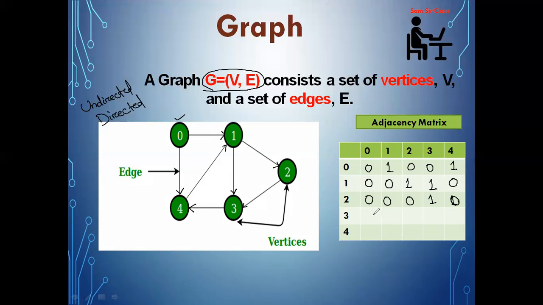Now coming to 3, 3 to 0, no direction. 3 to 1, same. 3 to 2, same. 3 to 3, same. But 3 to 4, there is a direction. So 1. Now 4, so 4 to 0, this will be 0. 4 to 1, yes, there is a connection. So 4 to 2, no. 4 to 3, no. 4 to 4, no.